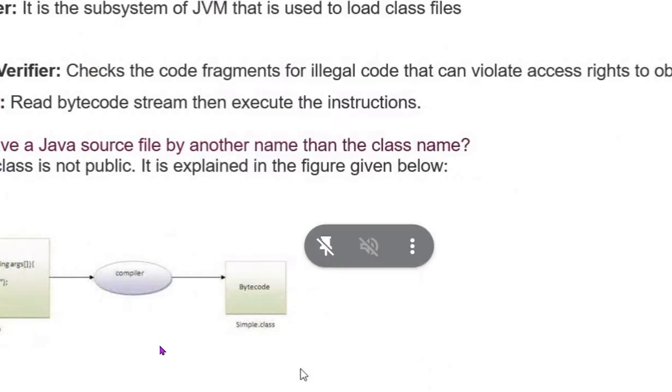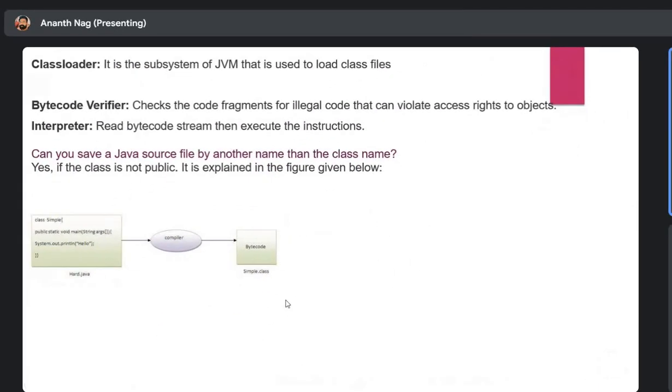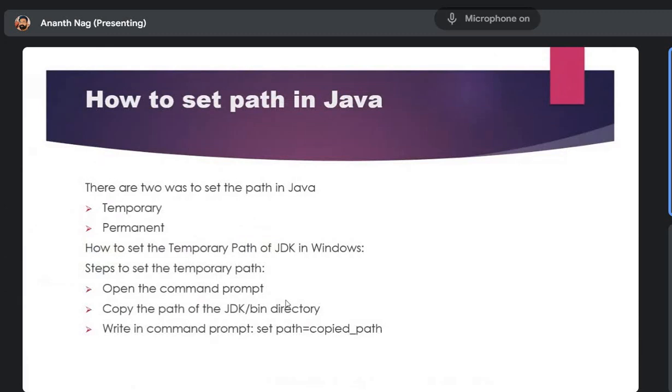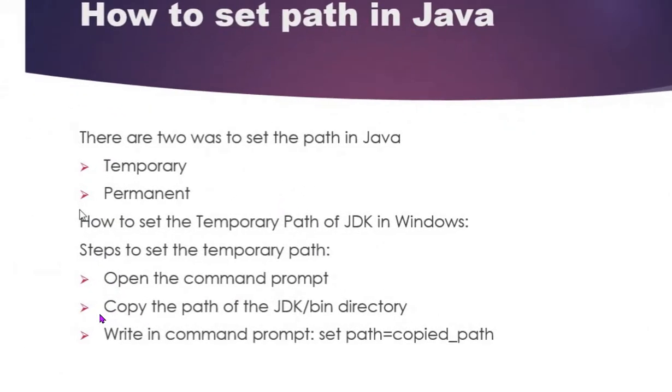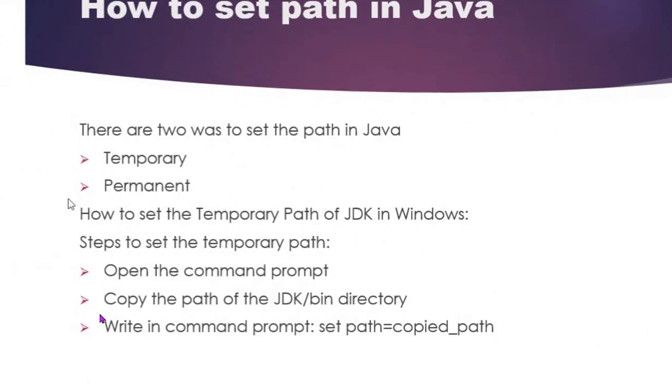Shall I move on, sir? Yeah, go ahead. This is the next topic, sir. How to set path in Java. There are two ways to set the path in Java. First one is temporary and the second one is permanent. How to set the temporary path of JDK in Windows. This I have done, sir.